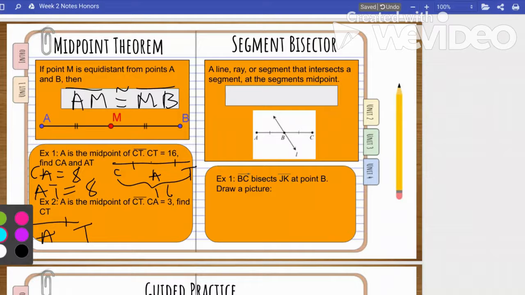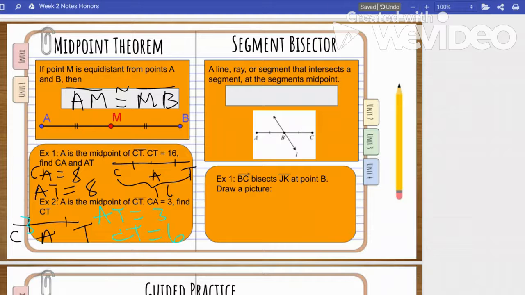Okay, what if A is the midpoint of CT, and we know CA is 3? Well, if C to A is 3, how far is it from A to T? A to T also has to equal 3, because that's what midpoint means. So what does that mean about CT? CT is going to be 6.